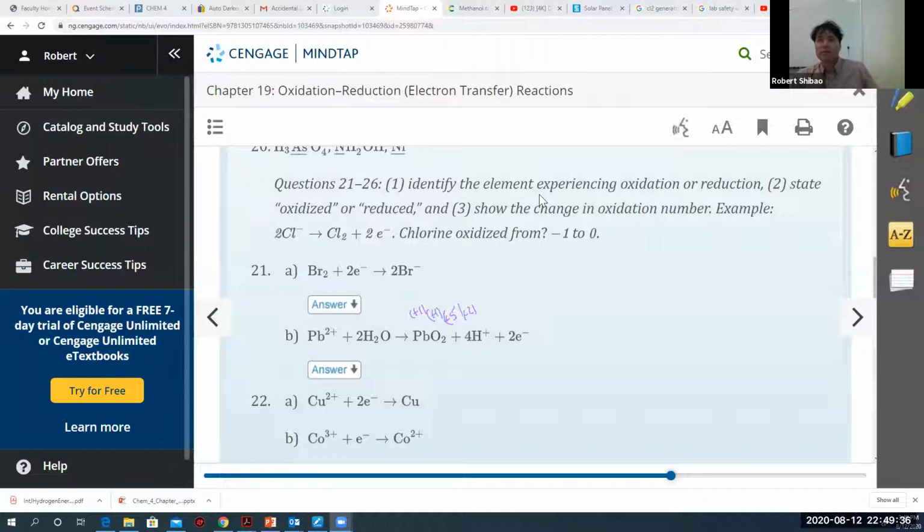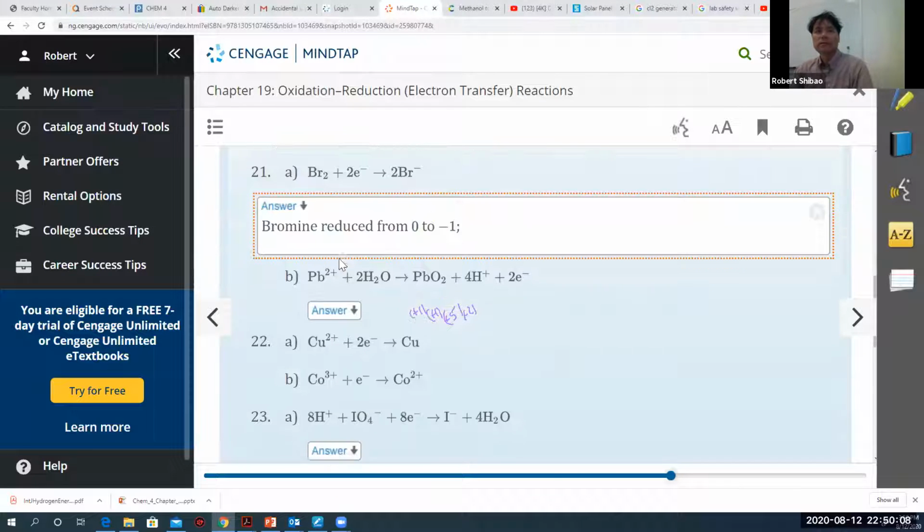Identify the element experiencing oxidation or reduction. State oxidized or reduced. Okay, so here they're giving an example. Chlorine is oxidized from -1 to 0. So we start off with chlorine in the -1 or chloride, and go on to elemental chlorine. Oxidize is losing electrons. Here, bromine's gaining electrons, so it's reduced. Bromine is reduced from 0 to -1.